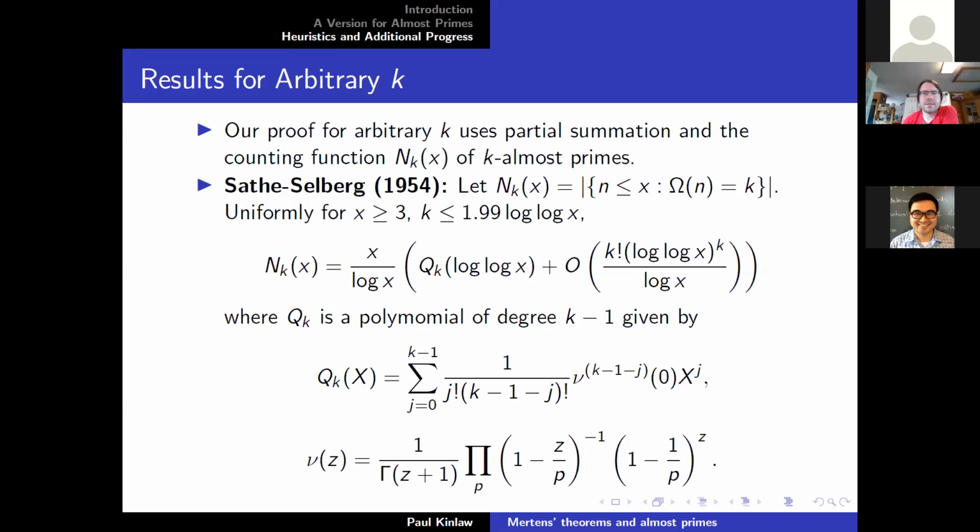And here are the coefficients of Q_k, the polynomial here. And they're given in terms of the derivatives of nu at 0. So nu is this function here. And it involves the gamma function and an infinite product extended over all primes. So this actually comes from the realization that N_k of x is the coefficient of z to the k in the sum of z to the big omega of n, for n up to x. So it's an Euler product.